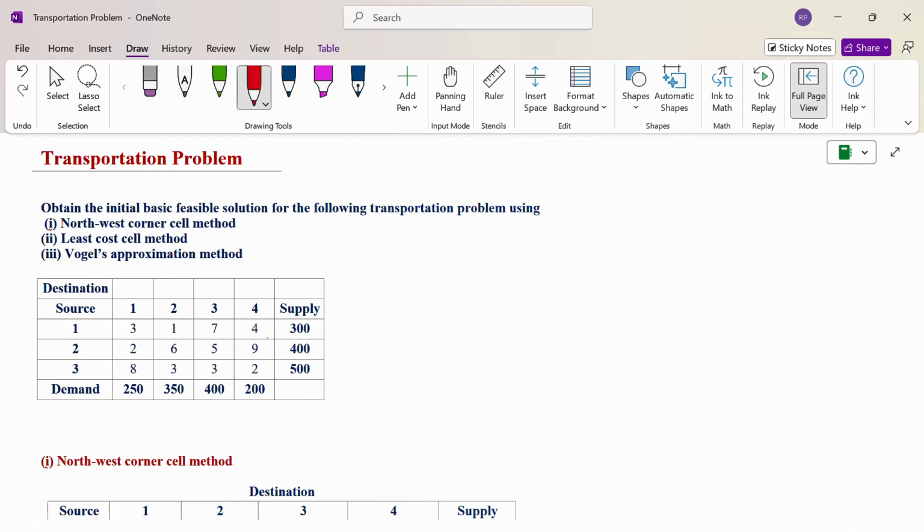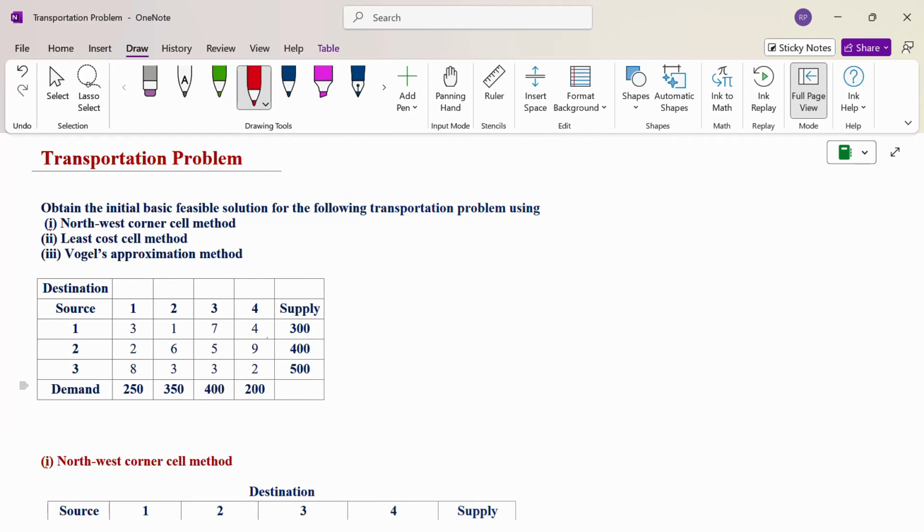Obtain the initial basic feasible solution for the following transportation problem using the northwest corner cell method, least cost cell method, and Vogel's approximation method. See here, 3 sources and 4 destinations; supply values and demand values are given.